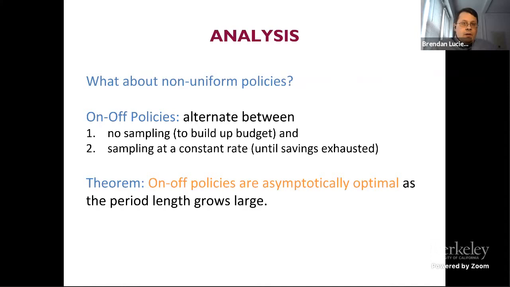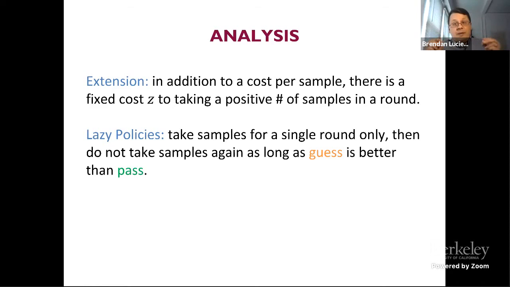We also consider an extension where instead of just having a cost per sample, we also have a fixed cost to collecting any positive number of samples in a round, right? So this would be something like an extra cost involved in building up the infrastructure to actually go and get samples at all. And under this model, it's not necessarily optimal to take a long run of getting a certain number of samples every round.